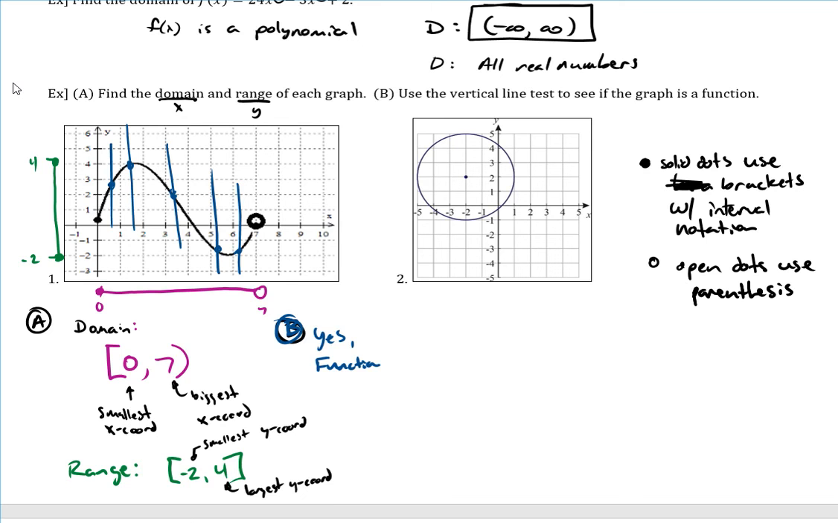So all of these vertical lines pass through at most one time. If they pass through more than once, then that means it would not be a function. Okay, so that's all we have to do. It's a quick visual check.